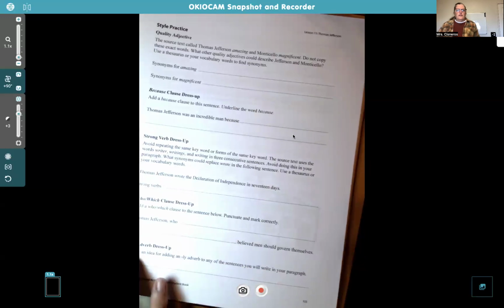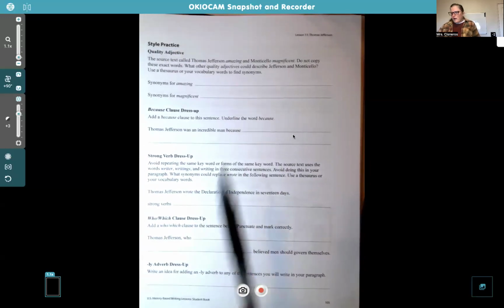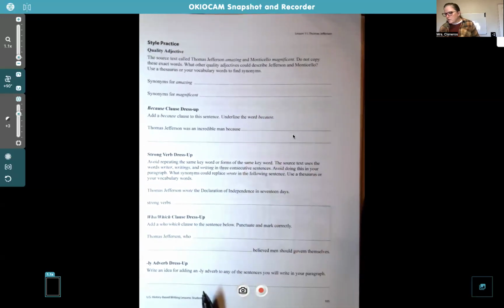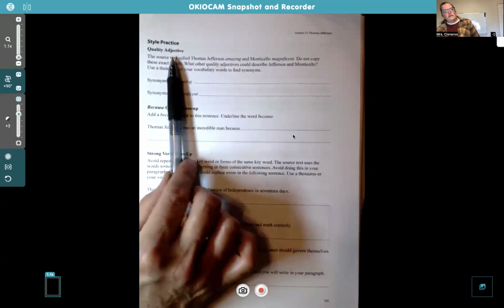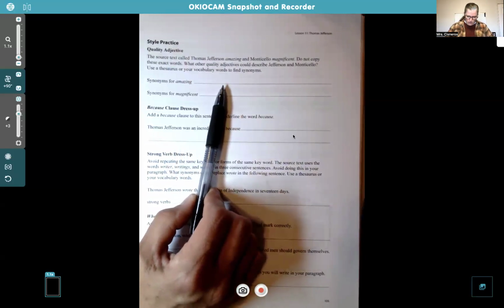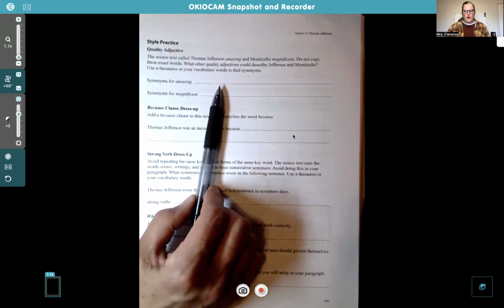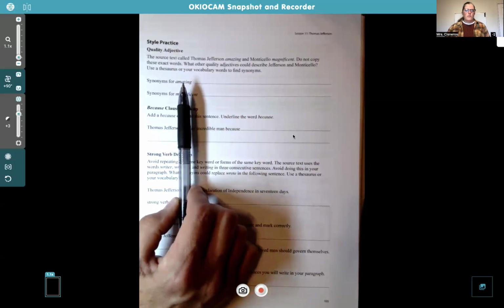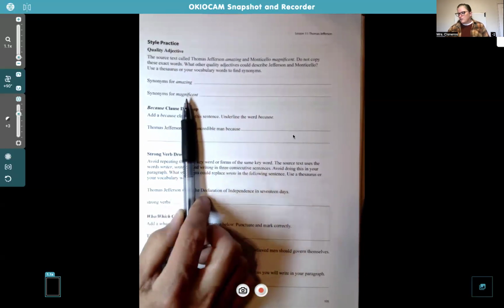More practice on this page. I do want you to work through these practice pages since we didn't have class this week. You're just going to think of some quality adjectives here, some synonyms. I'm okay if you want to look these up online, or in a thesaurus if you have one at your house. Synonyms for amazing, synonyms for magnificent.